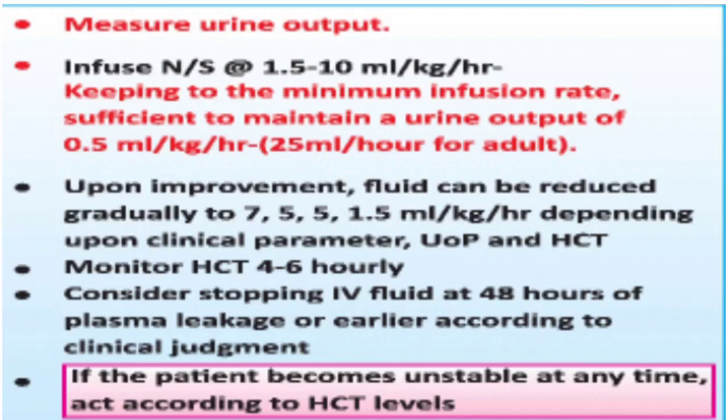In dengue shock state, you will start the fluid. The difference between dengue shock and dengue hemorrhagic fever fluid management is that in dengue shock state, you will start fluid at a higher volume like 7, 6, and you will then gradually bring it down to the level at which the urine output is more than 0.5 ml per kg per hour.